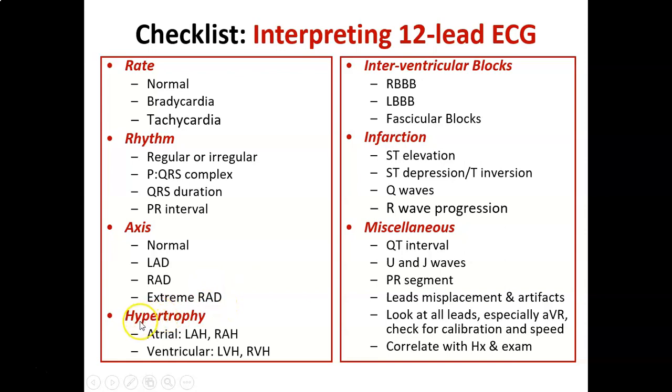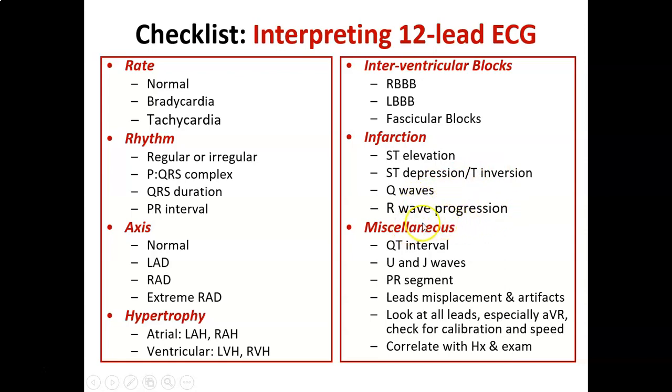The next step we are going to talk about is hypertrophy, and in this one you will see atrial hypertrophy and ventricular hypertrophy. Then the intraventricular blocks, we are going to review the right bundle branch block and left bundle branch block and fascicular blocks and the ECG findings associated with these blocks. Then the infarction, and we'll interpret the ST segment first, we'll see is there any ST segment elevation, then ST segment depression, T wave inversions, Q wave and R wave progression.